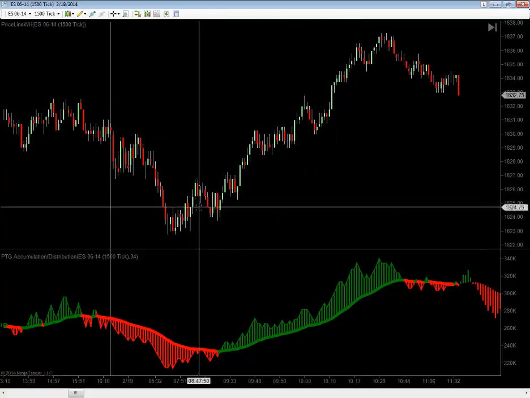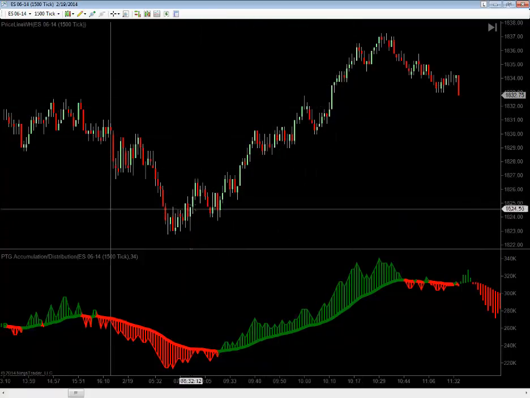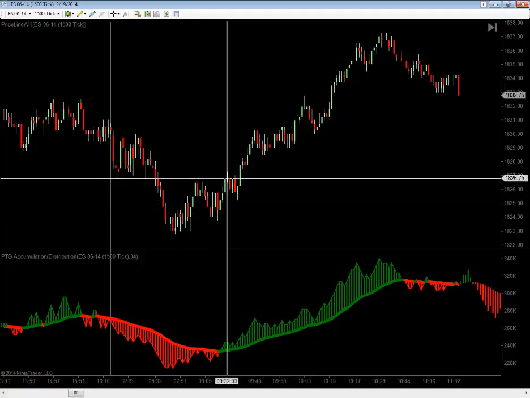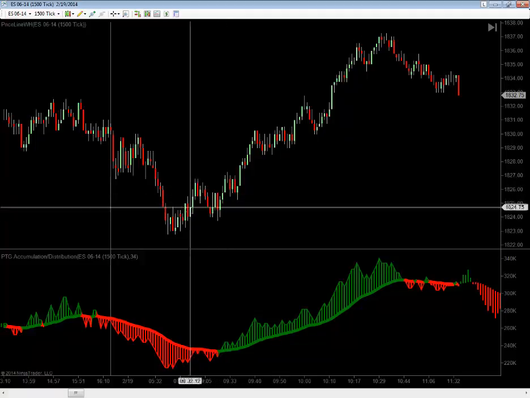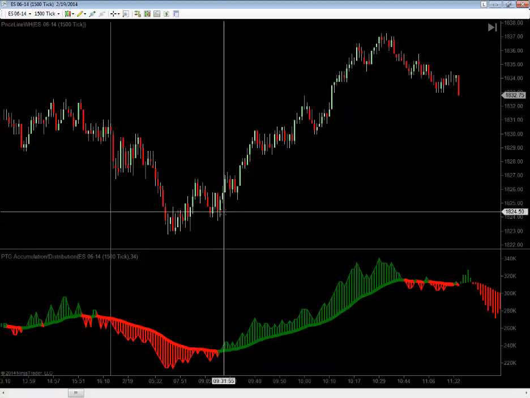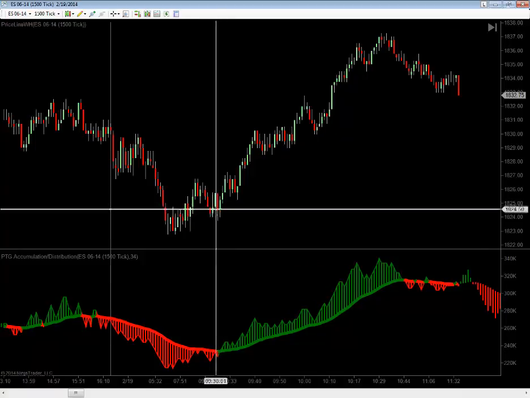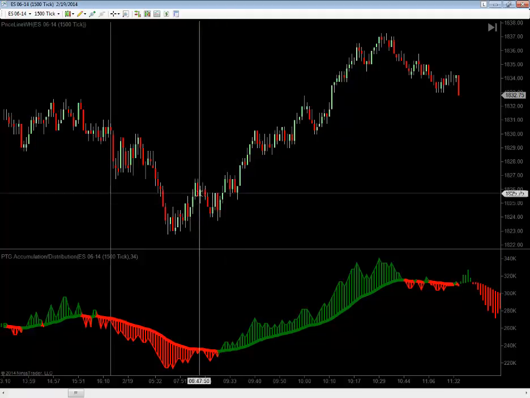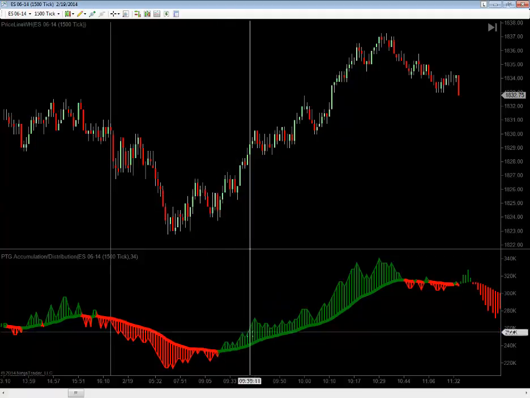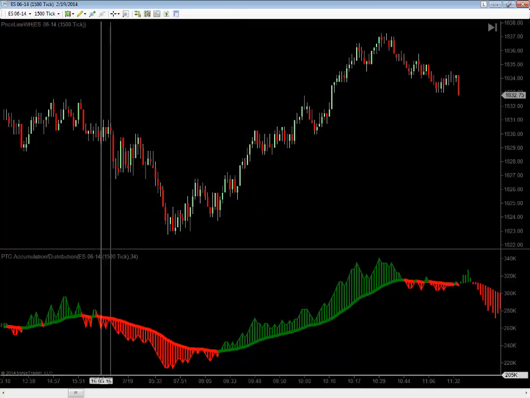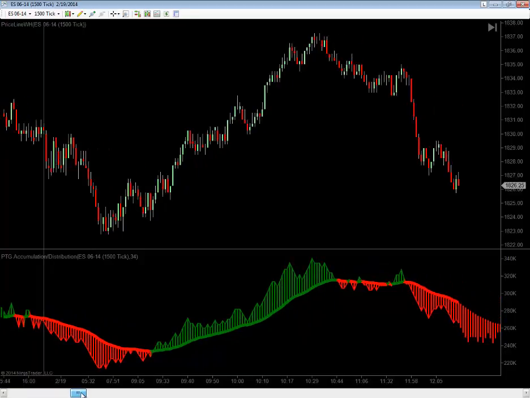So again, big money players, smart traders, they want to follow the money flows. So this accumulation distribution indicator allows the trader to stay on the correct side of the action, confirming price with volume, and having more confidence to trade a particular side, either long or short.